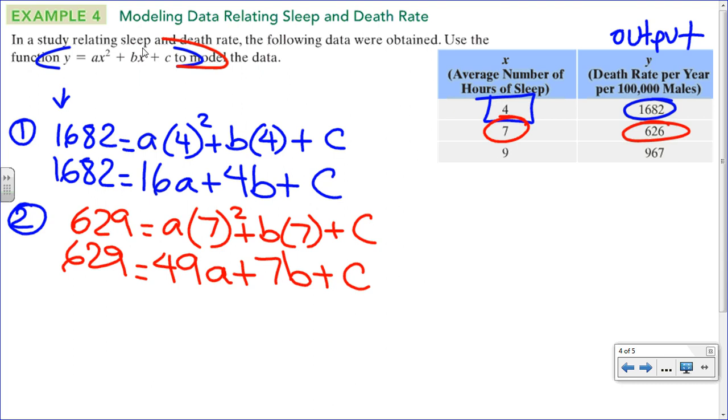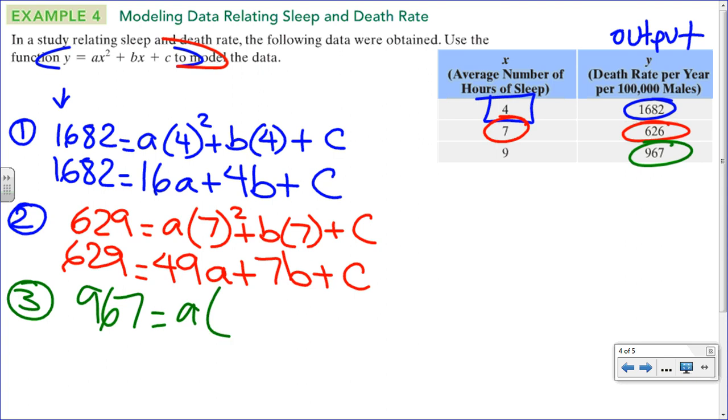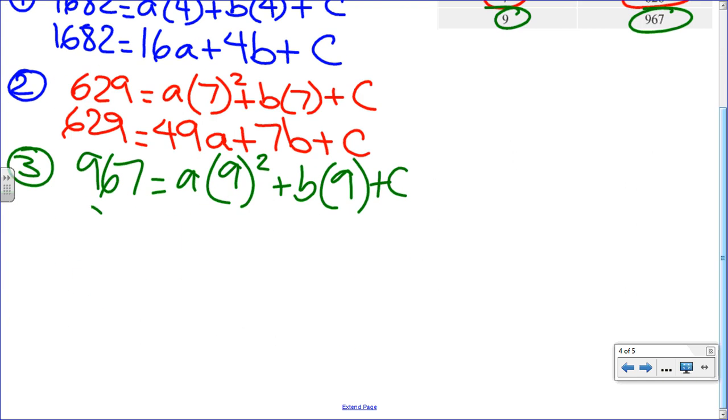And then the third one, equation number 3, will come from here. So the y value is 967. We'll have a times the x value, which is 9, squared, plus b times 9 plus c. So simplify it. 9 squared is 81, so 81a plus 9b plus c.